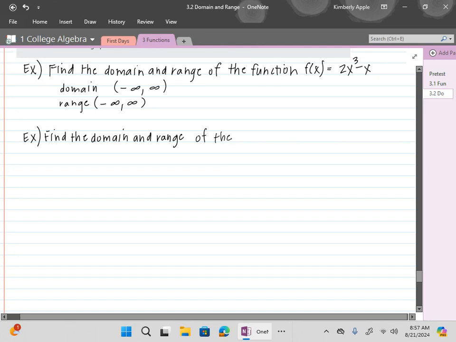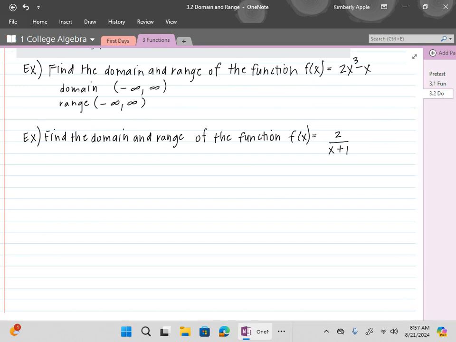Of the function f of x equals 2 divided by x plus 1. All right, so are there any even roots? Nope. Is there a possibility of there being zero in the denominator? Yes, there is. So we have to restrict the domain.